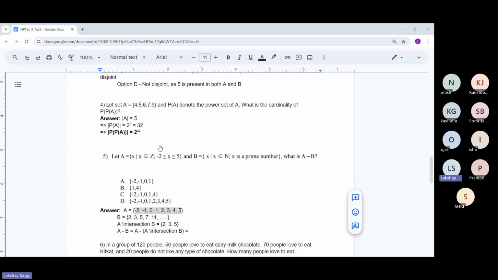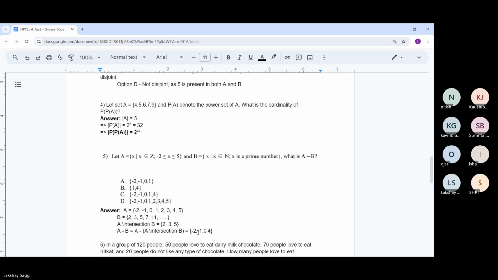So I think Nitish had already written the answer. Thanks, Nitish. So I just copy and paste this answer. So the remaining elements will be nothing but this, because we have to remove. Okay, I think one will also be there, because yeah. So one is not a prime.